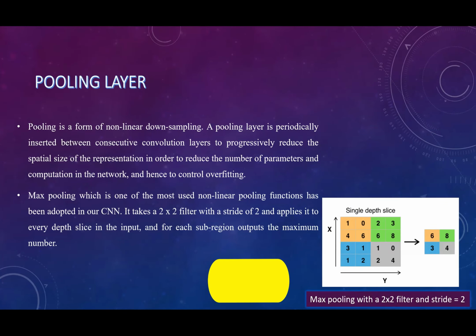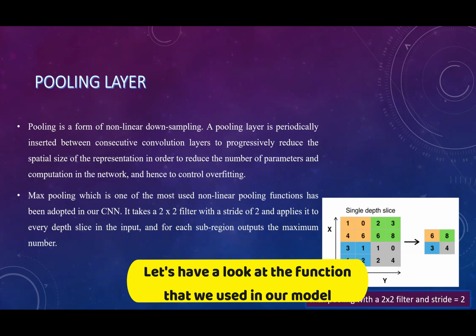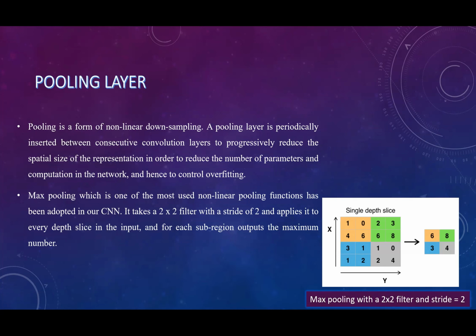Pooling layer. Maximum pooling, which is one of the most used nonlinear pooling functions, has been adopted in our CNN. It takes a 2 cross 2 filter with a stride of 2 and applies it to every depth slice in the input. For each subregion, it outputs the maximum number.